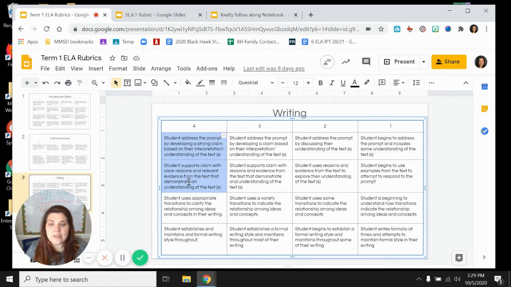Student supports claim with clear reasons and relevant evidence from the text. You could have a really awesome statement like, Amy loves being Chinese by the end of the story, which is true. She is more proud of who she is by the end of the story. But then I might not use relevant evidence. I might not use evidence that's related to what I'm talking about. And if I do that, my grade here is probably going to drop.